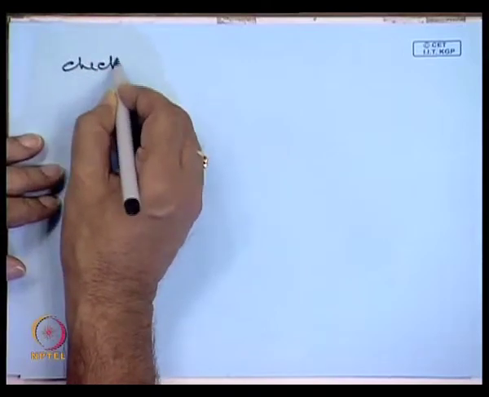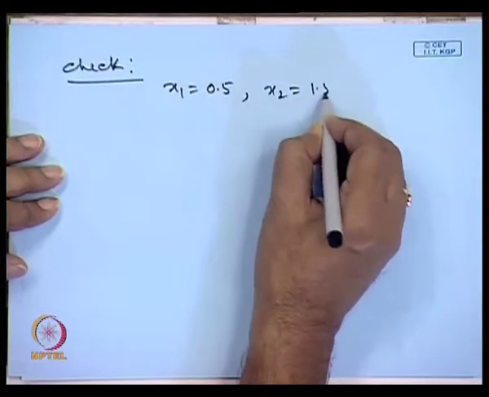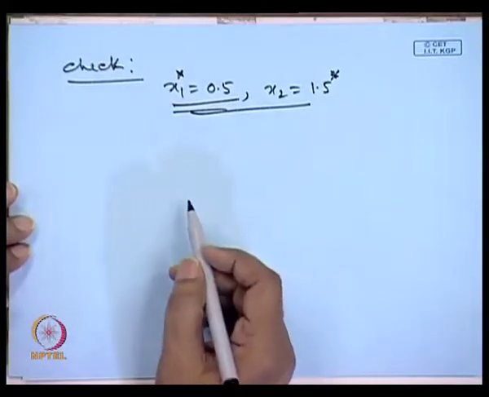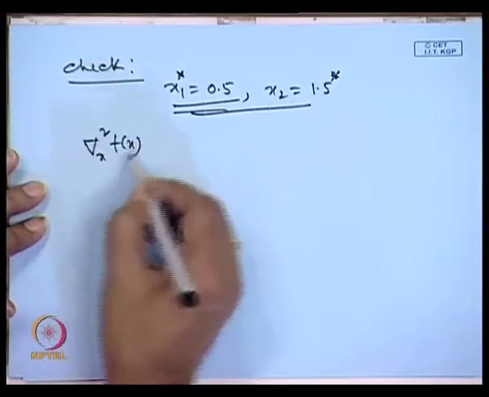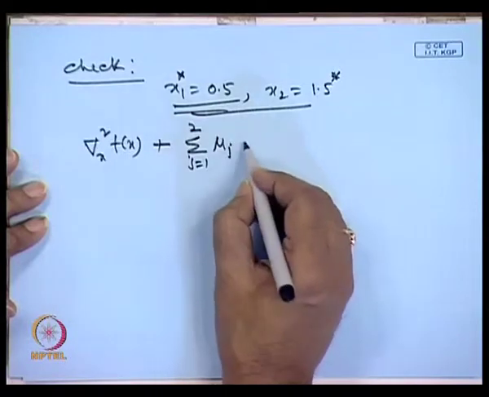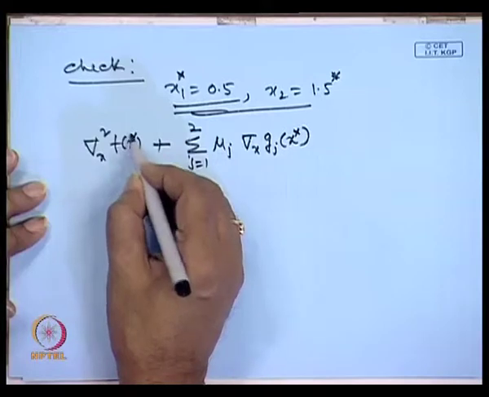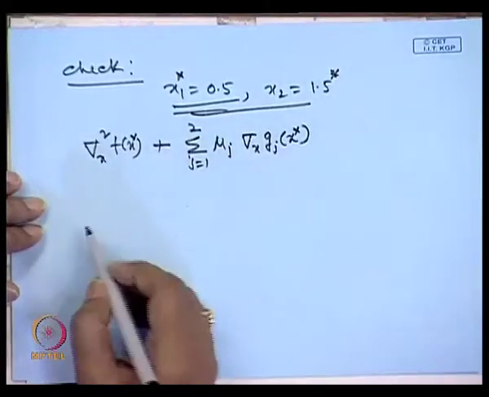So, if you see the second order conditions, our acceptable point is x 1 is equal to 0.5 and x 2 is equal to 1.5, the star point. So, you have to check the second order KKT conditions. What is the second order KKT condition? The second derivative of f of x plus summation of j is equal to 1 to 2 of mu j times the second derivative of g j of x star with respect to x. We do not have any equality constraints, so these two things you have to find out.